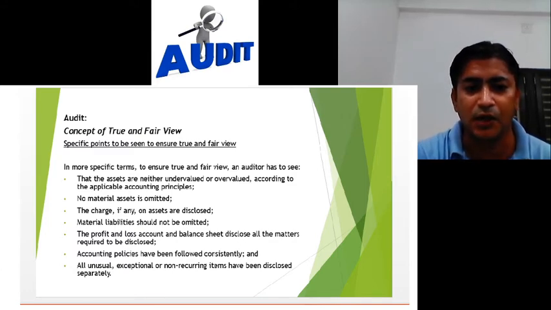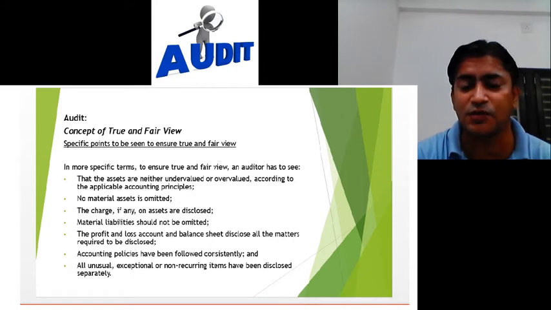Next point, material liability should not be omitted. The concept of materiality is there. If the amount is small, the business may not have a widespread effect. Materiality means ability to influence decision making. So materiality, in simple words, means the size.